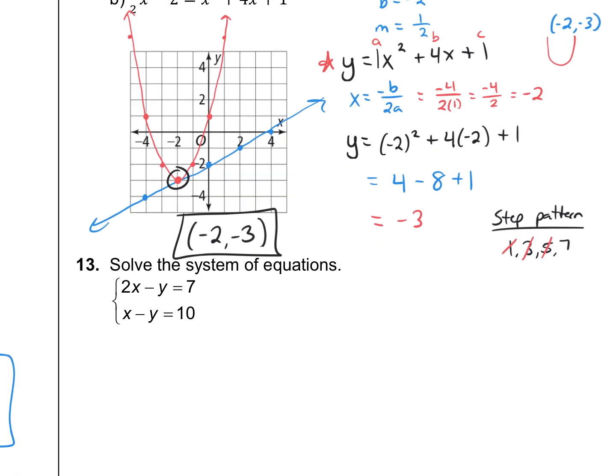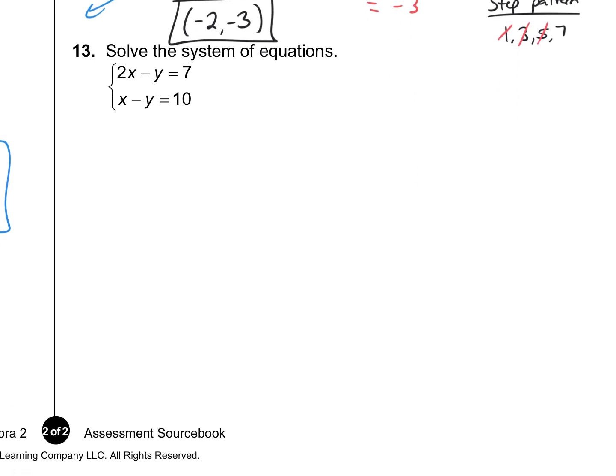Last one here. Solving systems of equations. This time we have it algebraically. Keep in mind on your test, I will have more than one on there. On the review, I just put one, but you have had plenty of practice with these from your worksheet.